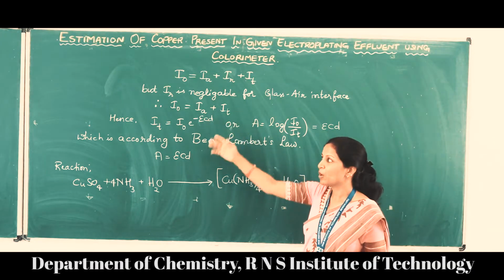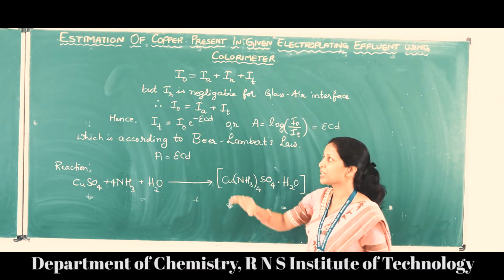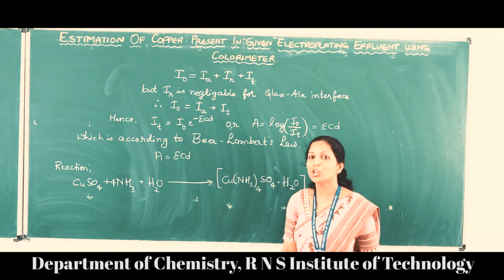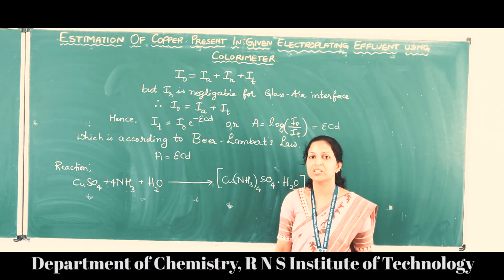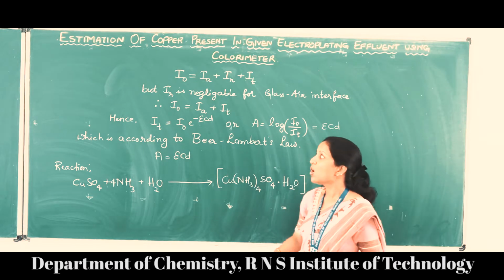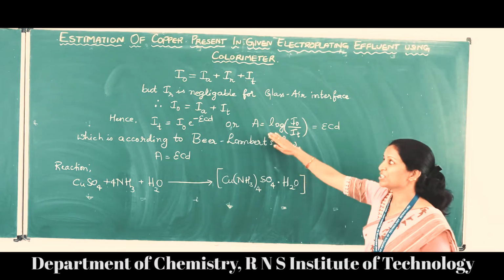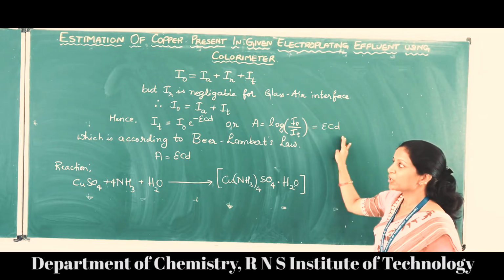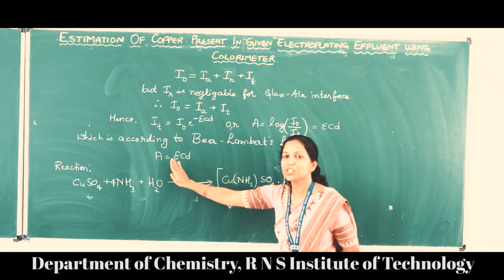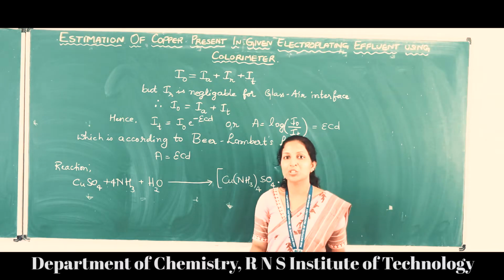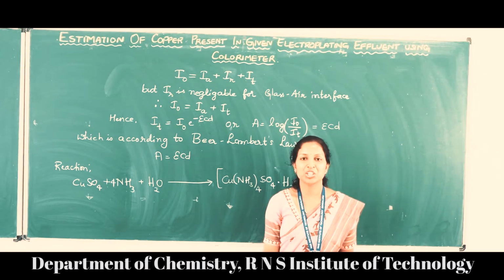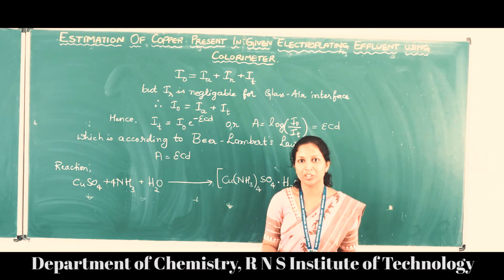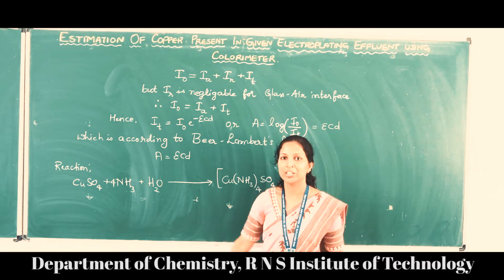This equation can be modified in terms of absorbance as IT is equal to I naught e to the power of minus epsilon Cd, where epsilon is the molar absorption coefficient, C is concentration and d is path length. The same equation can be rewritten as A is equal to log of I naught by IT, which is equal to epsilon Cd. This is Beer-Lambert's law, which states that there is a linear relationship between the concentration and absorbance of the solution at a particular wavelength.